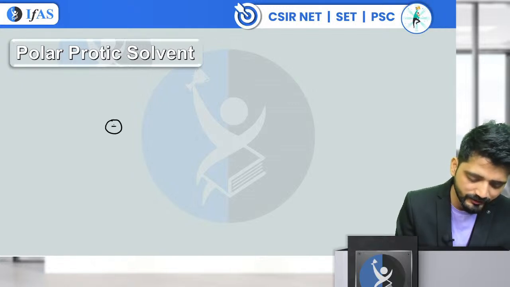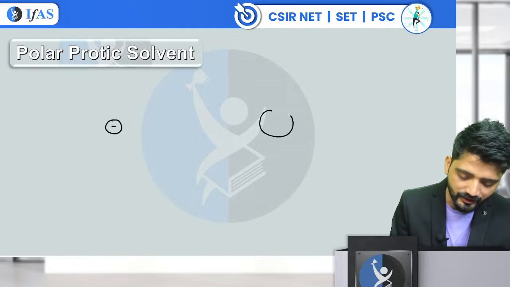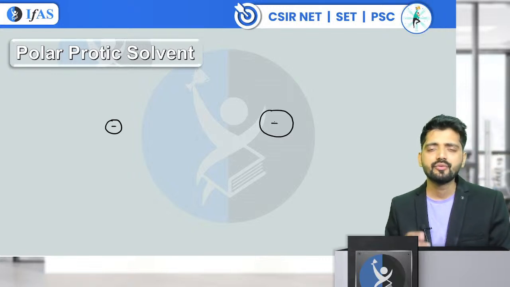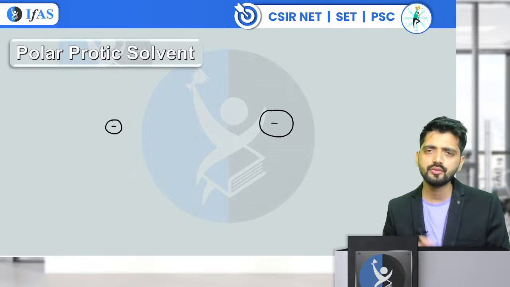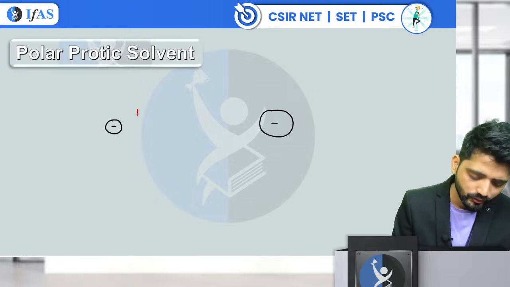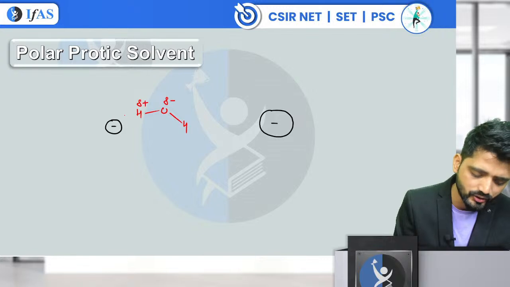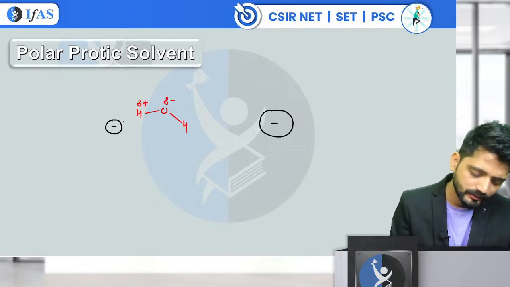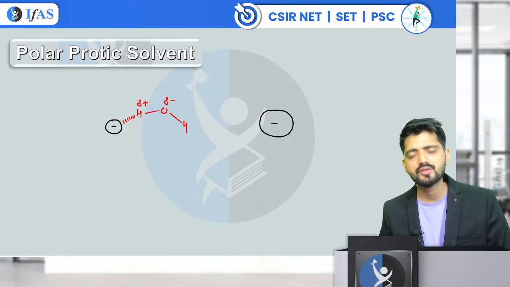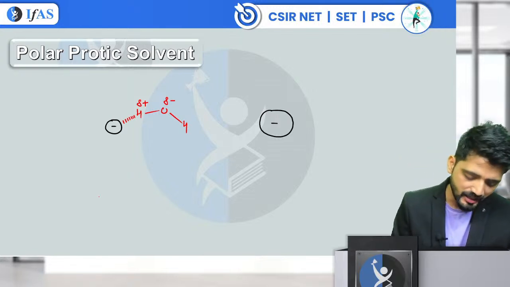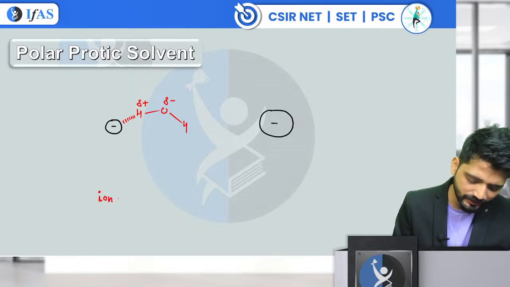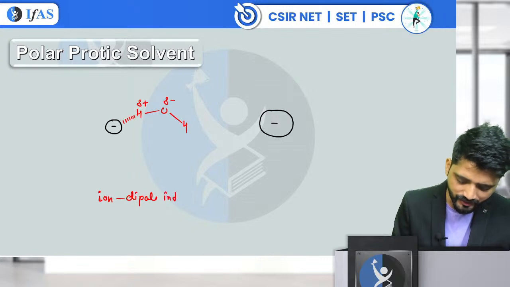One is a very small size anion and one is a very large size anion like this. We have chosen a polar protic solvent, let's suppose water. Water has oxygen, H and H, where oxygen is delta negative and hydrogen is delta positive. Now this anion and this water molecule show an interaction which is called ion dipole interaction. Ion because we have an anion here, and dipole which is created in the water molecule. So this type of interaction is called ion dipole interaction.